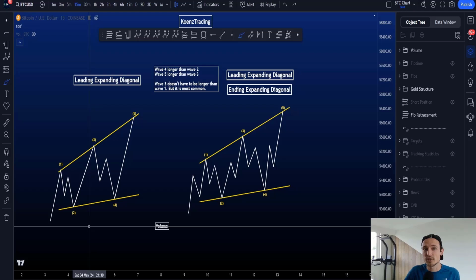Also because, as mentioned, they're quite rare, so not easy to detect. They're usually the latest or one of the latest scenarios that you're going to be thinking of, and the volume is not always very clear with these type of structures. Now, this is everything that you have to know about an expanding diagonal, either a leading expanding diagonal or an ending expanding diagonal. If you have any questions about this pattern, make sure to send me a message in the group.